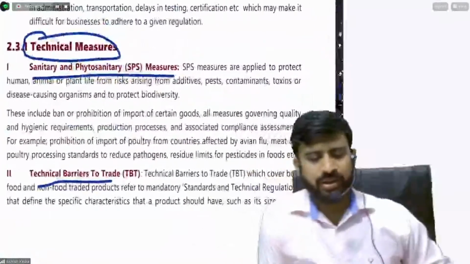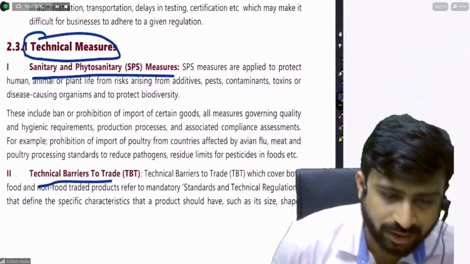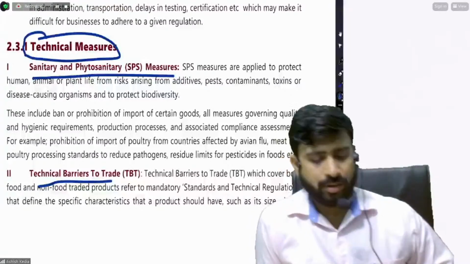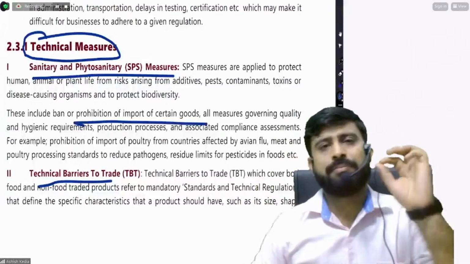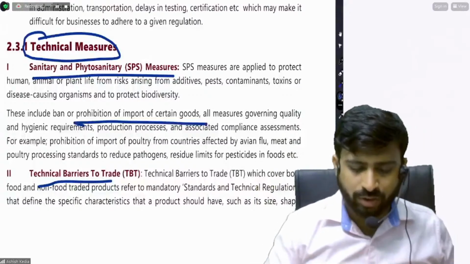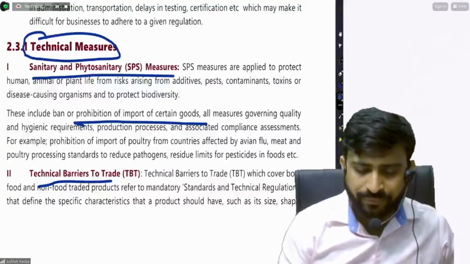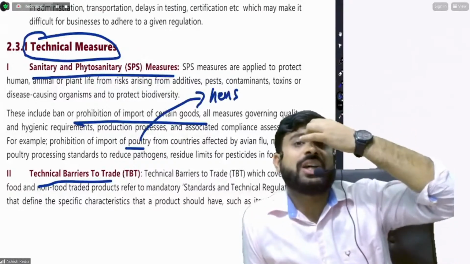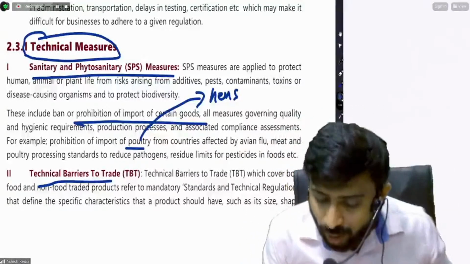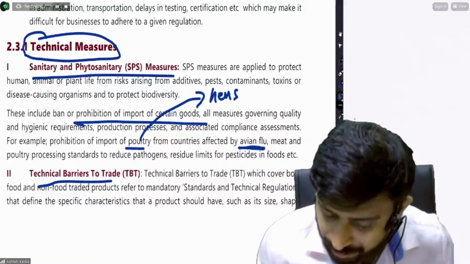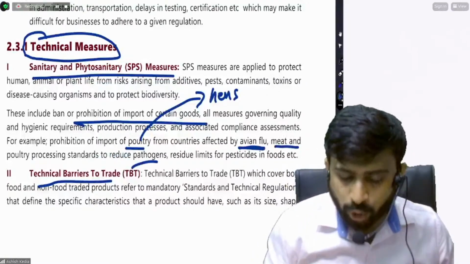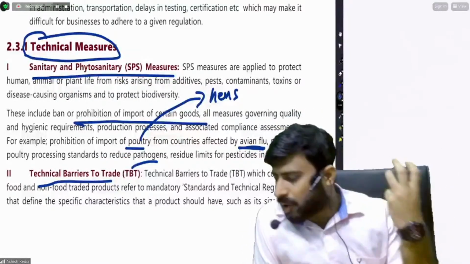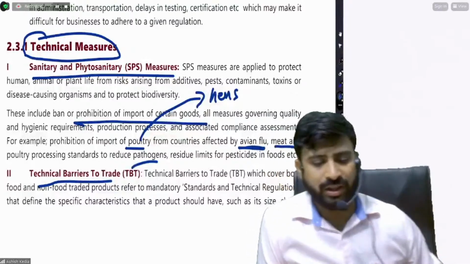So here, sanitary and phytosanitary measures. What happens here is, basically, it means ban on certain goods. For example, poultry, like some hens and chickens you cannot import. Why? Because hens, chickens, etc., may cause some flu, avian flu. Some meat and processing standards are set to reduce pathogens, that is disease causing organisms, so they don't come along with them, as it will impact the whole country.